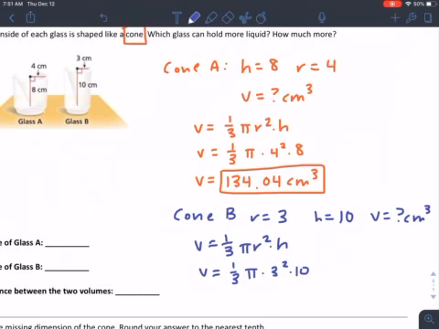Hopefully I did all that right. I'm sure you guys will correct me if I made a mistake. There we go. So the volume is 94.247, so 25 centimeters cubed.